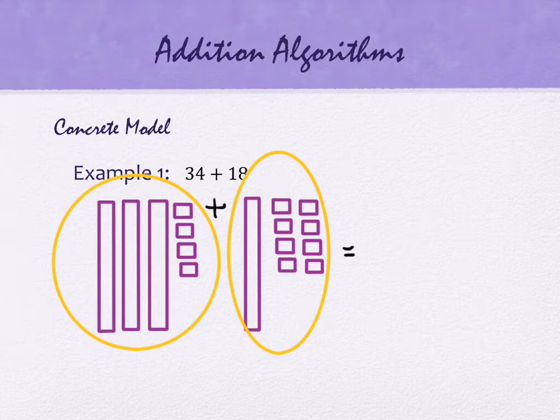The same thing's true with our blocks in a concrete model. How many of those can I group together to make a bigger shape? 10. So I can take the 8 units here, for instance, and 2 more of these units, and I can trade them in for a long. So I've already got 4 longs in my picture, so my new picture will actually have 5 longs in it.